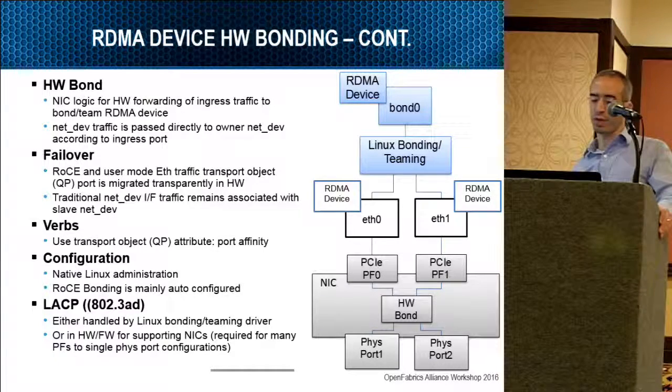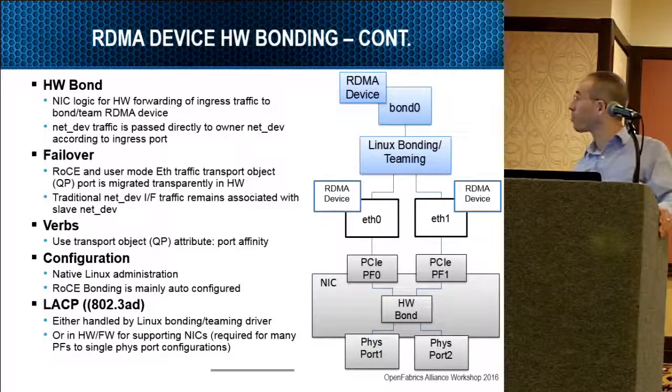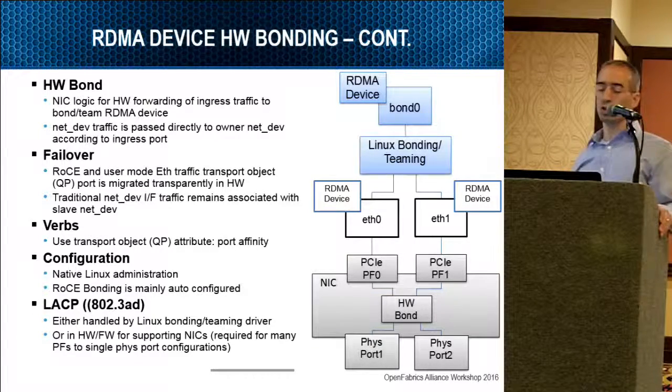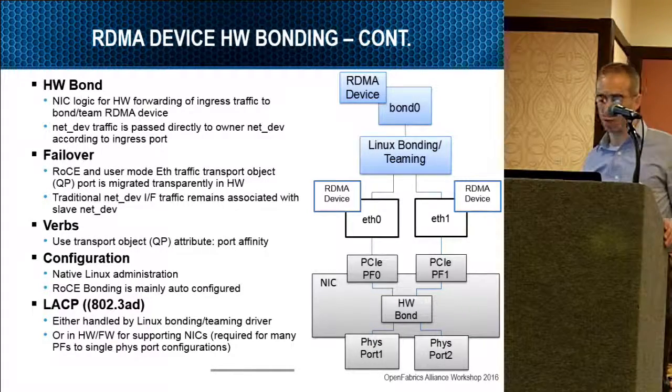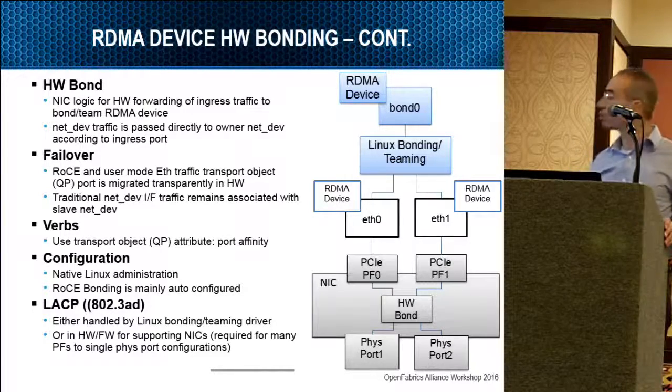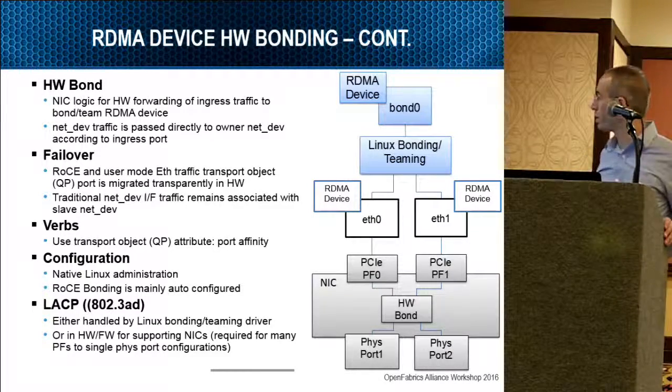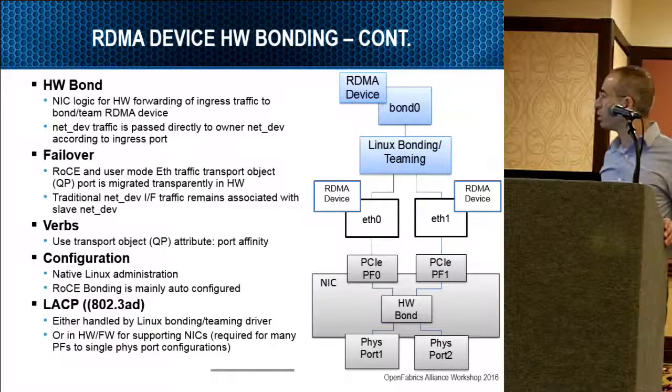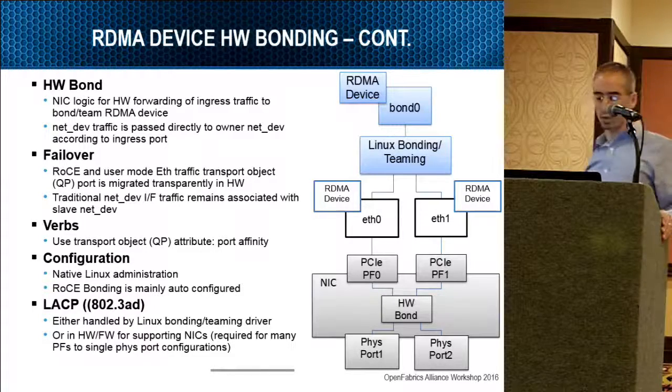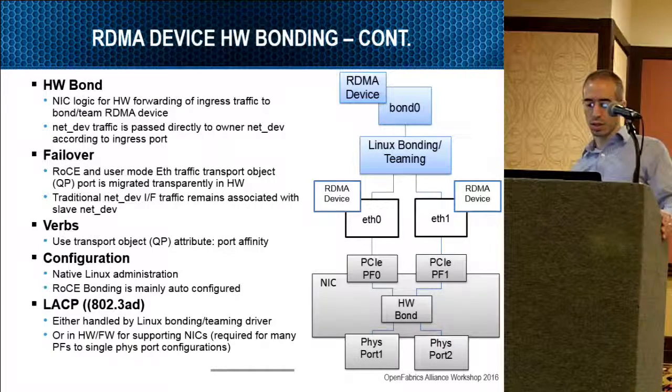In terms of failover, both RoCE and user mode Ethernet that use the QP in the hardware, the transport object in the hardware, need to migrate transparently. So whenever there's a failover event, this logic migrates the transport object, the QP, either if it's RoCE or if it's user mode Ethernet, into the active port. And as I mentioned, traditional network device traffic remains associated with the actual slave network device.